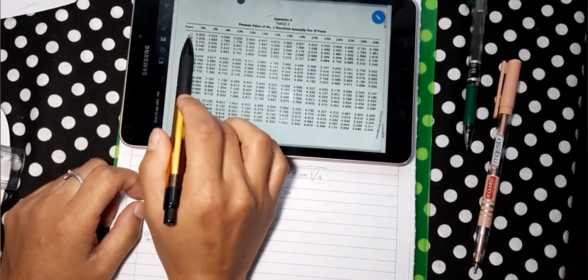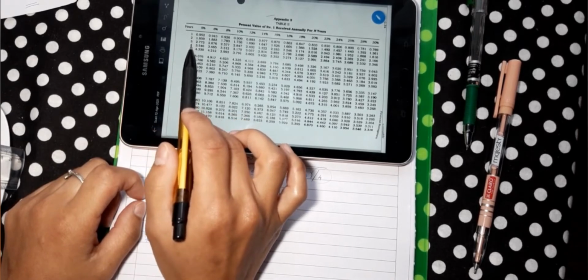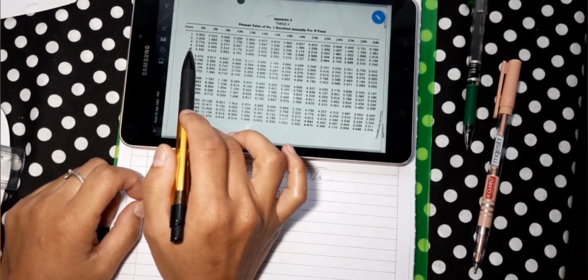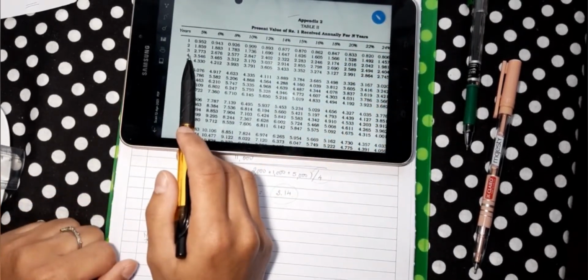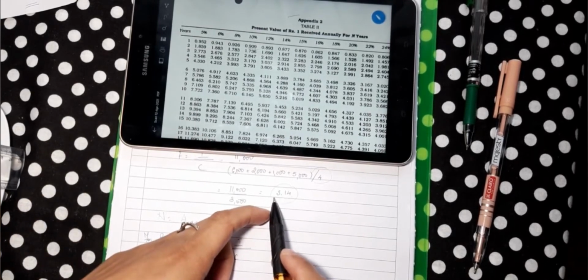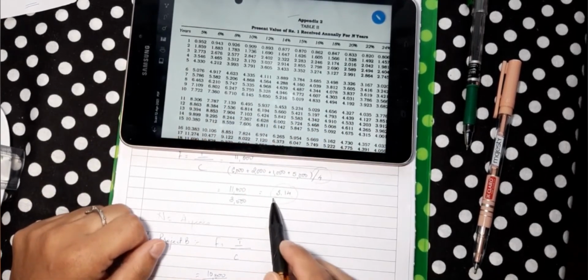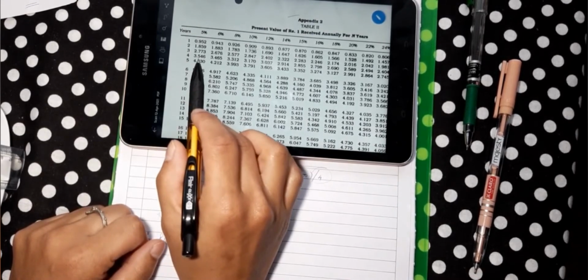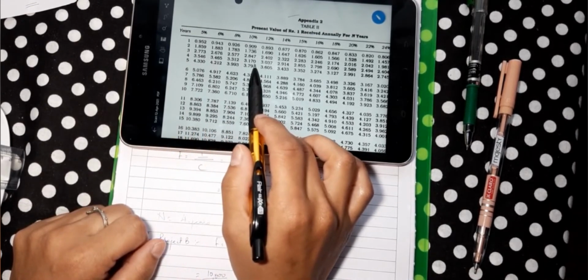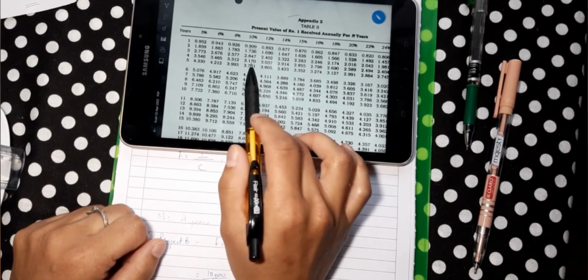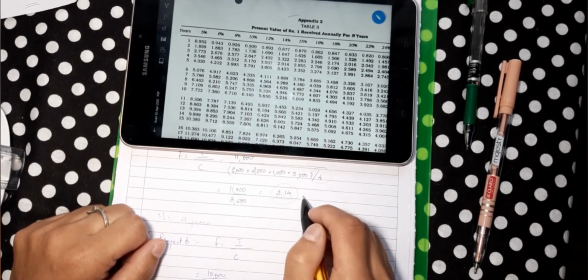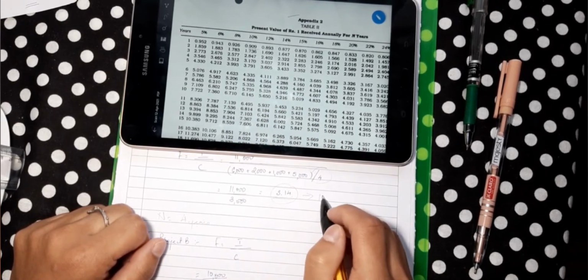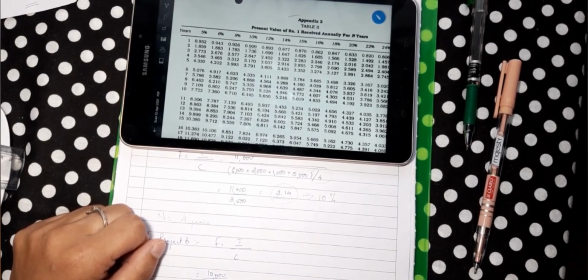Now look at the table, years 1, 2, 3, 4. Now that you are at year 4, let me just zoom in. We are at year 4, and the factor is 3.14. Look for a number that is closest to 3.14: 3.5, 3.4, 3.3, 3.17, and 3.037. This one, 3.17, is the closest to 3.14, which means my IRR rate I should start at 10%. So my IRR rate for project A, I'll start at 10%.